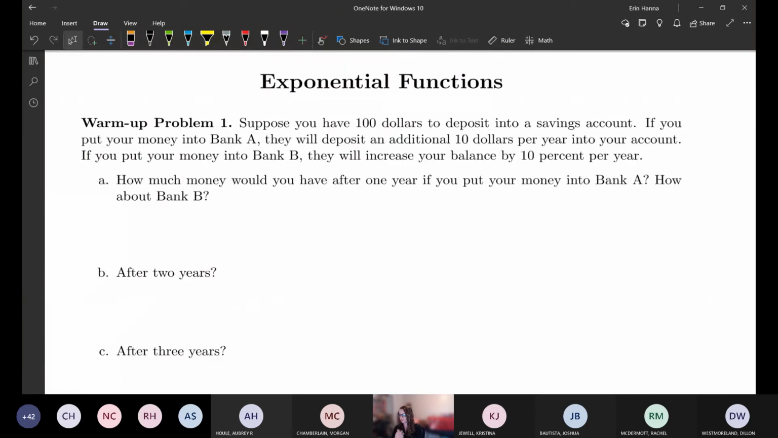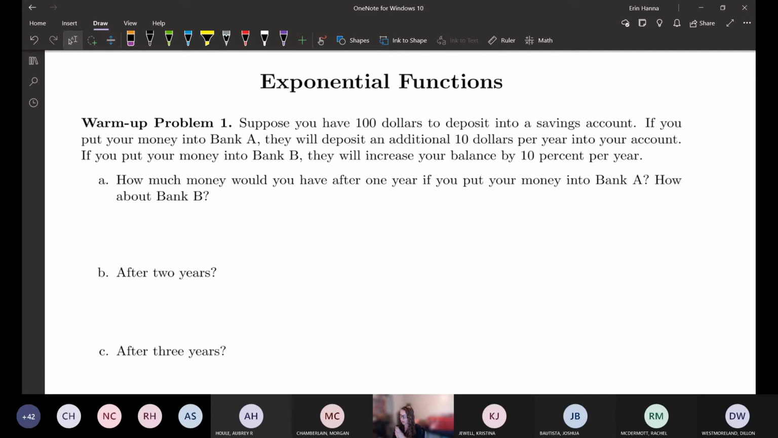So let's go ahead and get over to our next set of notes, which are exponential functions. This is our first official look at a nonlinear function. We just dealt with a quadratic, but now we're going to play around with exponential functions a lot. I know this technically says warm up, but we're going to go through it together.